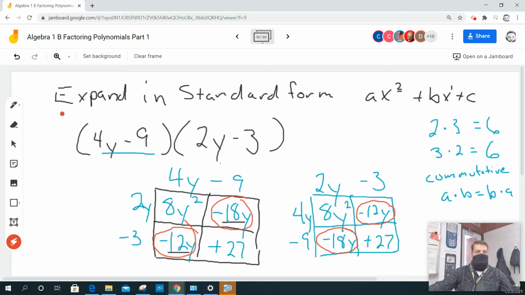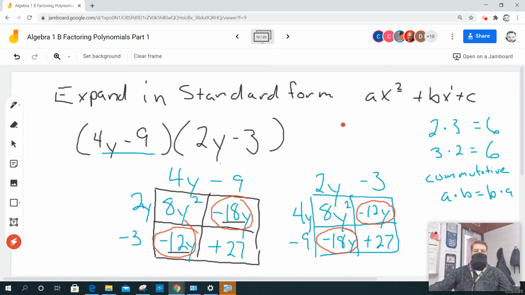All right, so we're asked to expand in standard form. They give us 4y minus 9 times the quantity 2y minus 3. Remember that when we write this out, the standard form is like ax squared plus bx to the first power. I think that 1 is usually not written there, but just think it, plus the constant c.